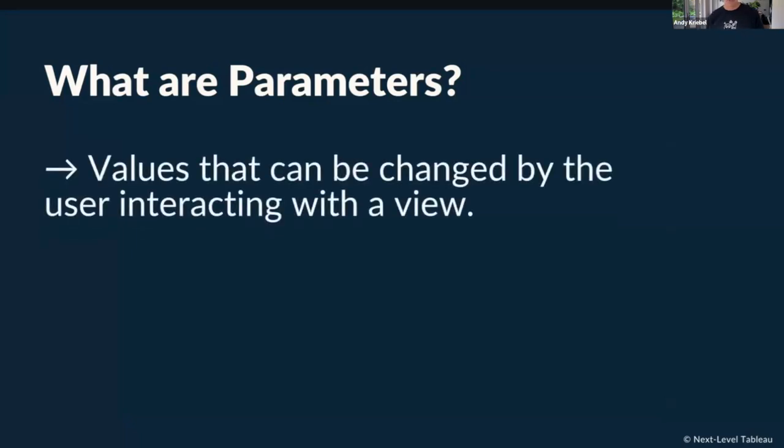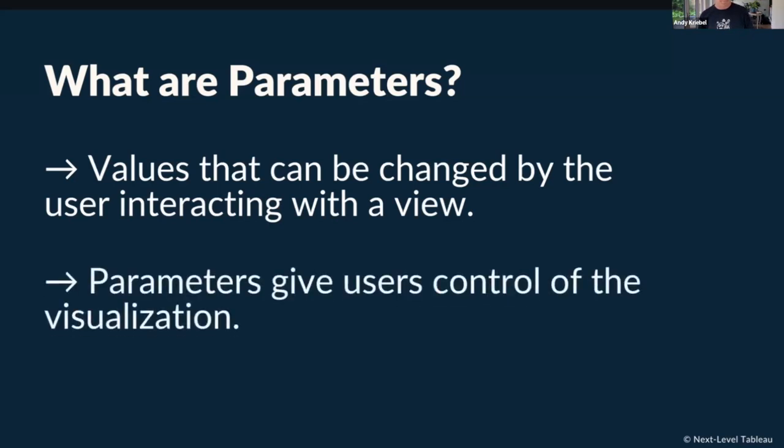A parameter is simply values that can be changed by the user who is interacting with the view, right? So the user clicks on something, it updates a value in the parameter. So you create a parameter. They're really dumb. Parameters don't do anything until you tell Tableau what to do with them. So it could be a drop-down parameter. It could be a parameter action, where they click on something, right? So there are different ways that you can populate those parameters.